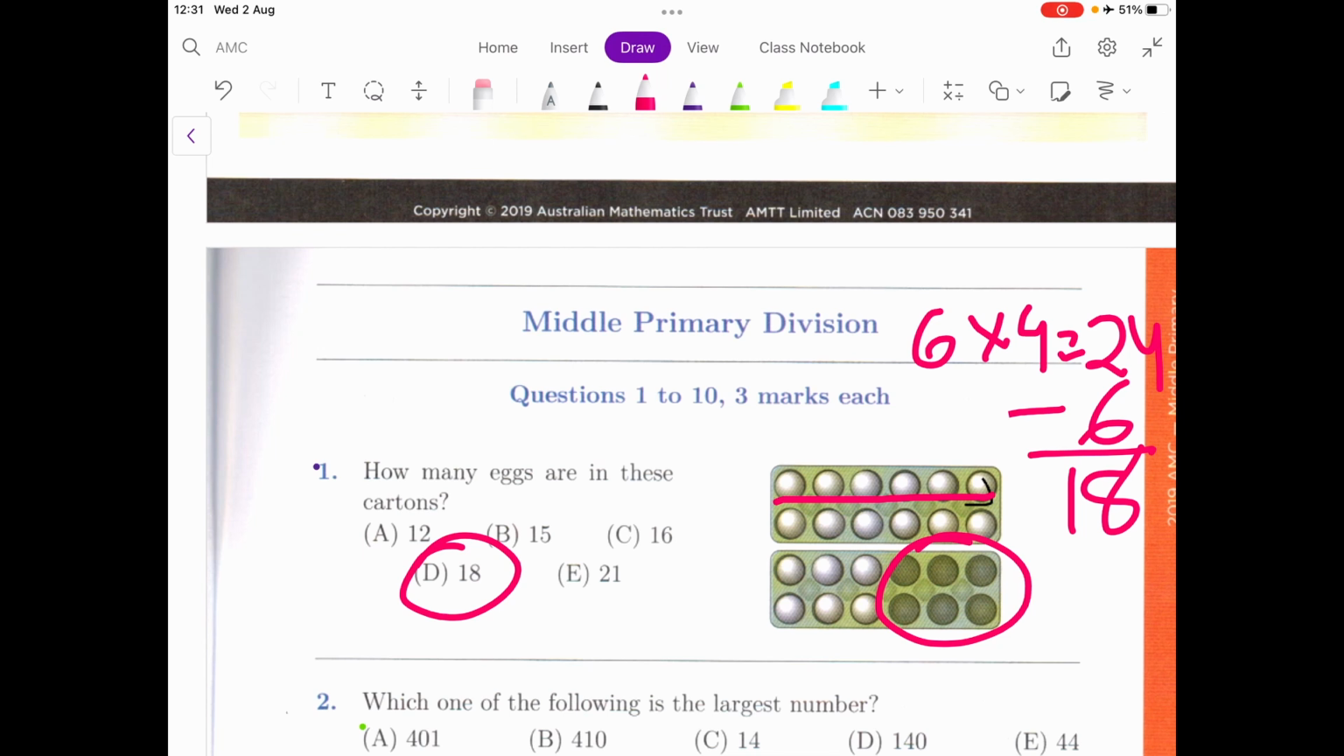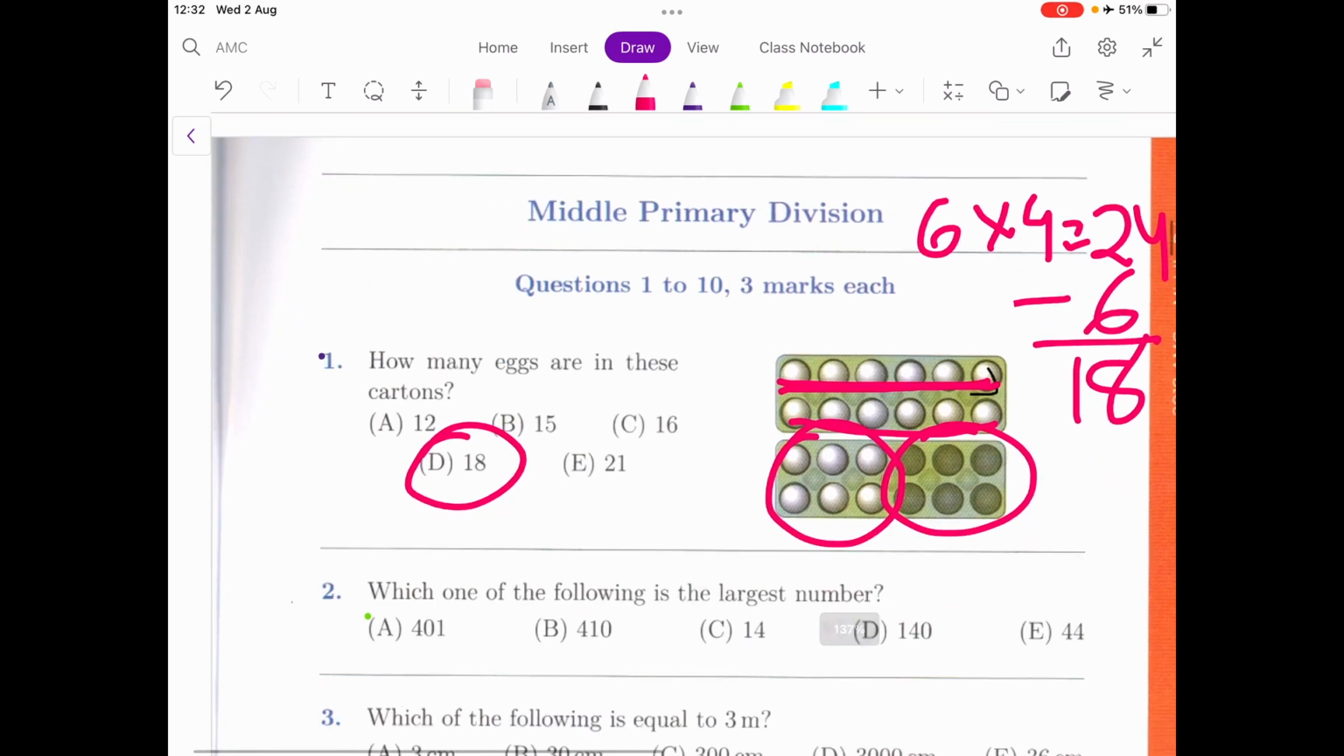You could have also thought that this is 6. There's another 6, that's 12, and there's 6 here. So 12 plus 6 is 18. As I said, there are multiple ways to get the answer.